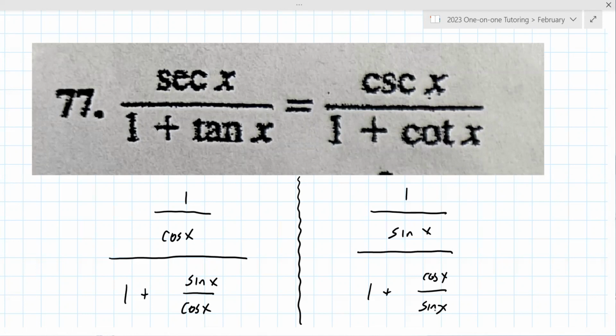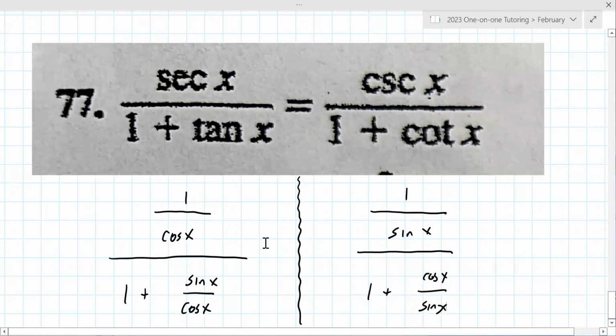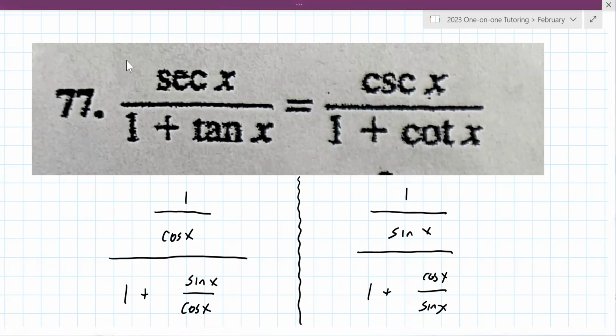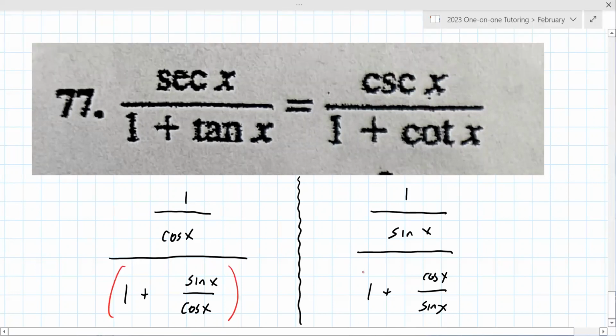So on the left side, the cosines cancel. They do not. How come the cosines can't cancel? There's parentheses in the denominator. So the whole thing would have to cancel, meaning you'd have to have a 1 plus cosine or 1 plus sine over cosine in the bottom here.